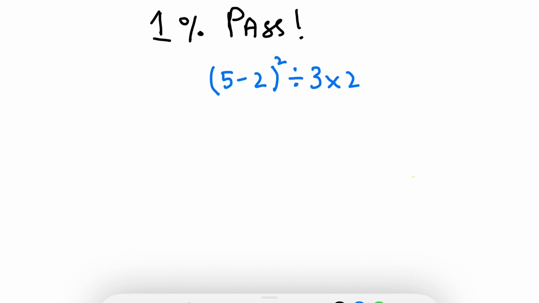So now we start the solution of this question. First of all, we simplify the bracket. Now we simplify the value inside the bracket. So 5 minus 2 is 3, round bracket open, power 2 divided by 3 multiplied by 2.